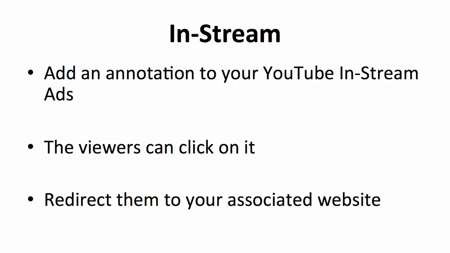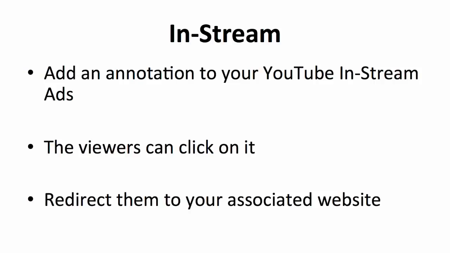The next method that allows you to build your list from your YouTube channel is by editing the annotation to your YouTube in-stream ads. You can tweak some links here to direct your viewers to your homepage or squeeze page. For the display URL, type in your homepage or associated website. This will create a link in your in-stream ad which the viewers can click on. In the final or destination URL, insert the URL of your associated website or squeeze page. So when viewers click on the link, they will be directed to your associated website or squeeze page instead.